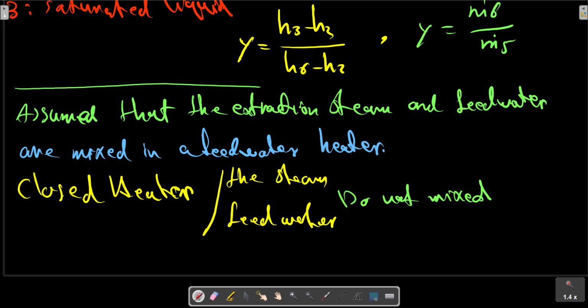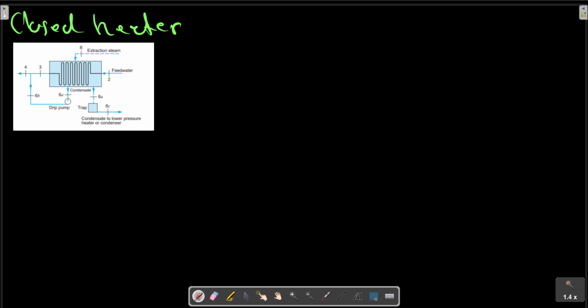In a closed heater, a schematic sketch of which is shown in the picture on the next page, the condensate may be pumped into the feed water line, or it may be removed through a trap to a lower pressure heater or the condenser.